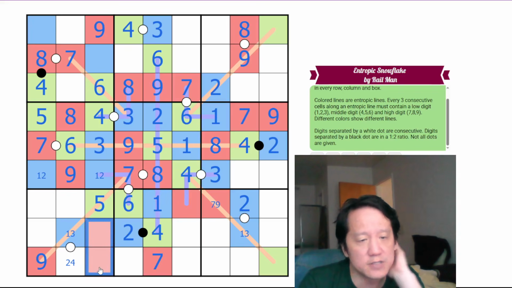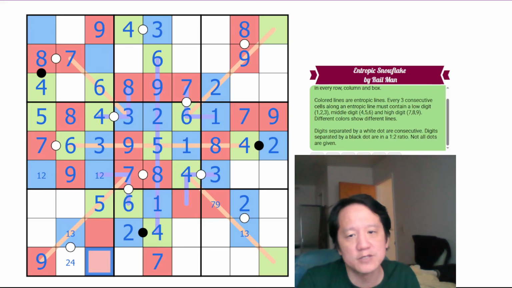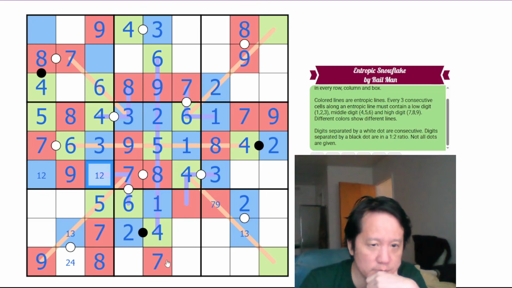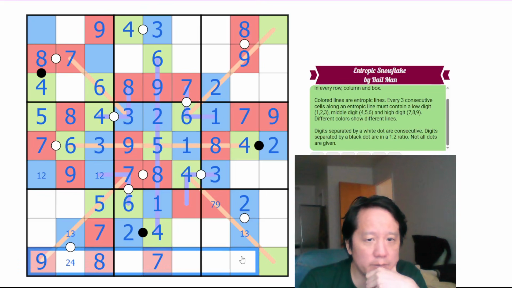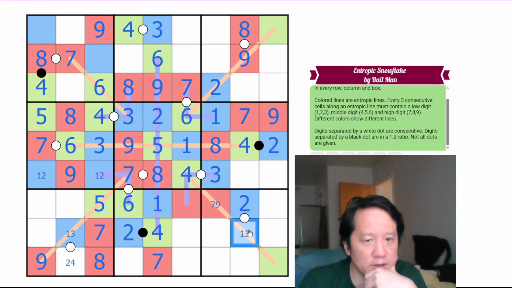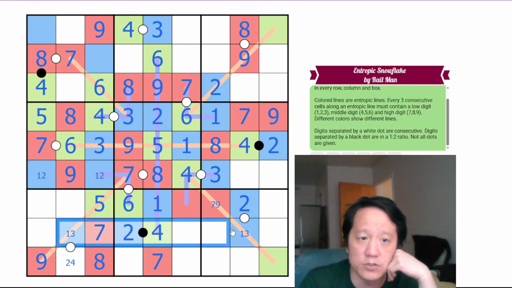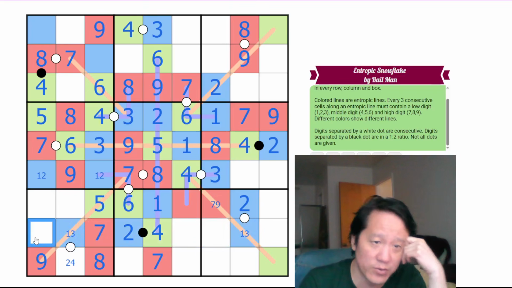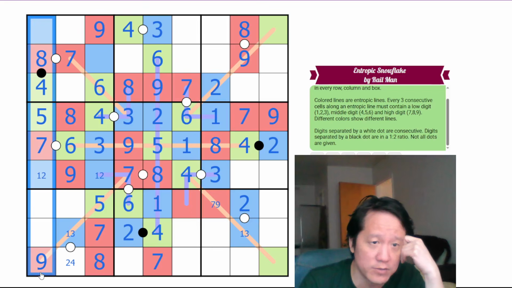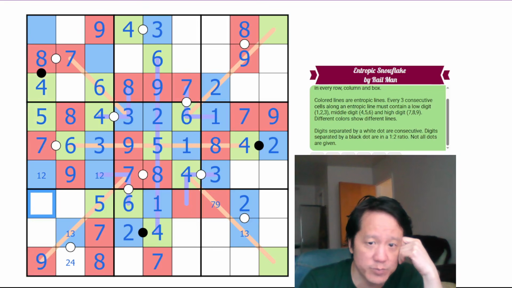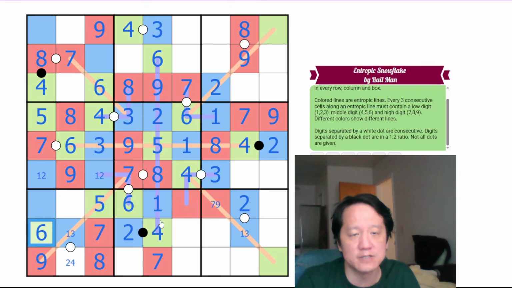So this must be 7, 8, and 9, and this can't be 7 or 9, so that's 8, which makes that 7. We have 3 lows already in row 8. That means this can't be low here. We need 3 lows in column 1, so therefore this must be low, and this must be medium. And as a medium, it's a 6.